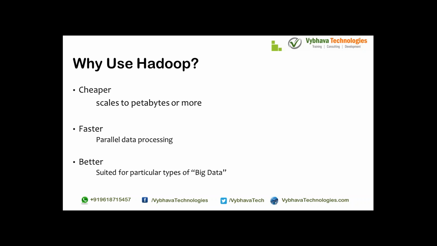Okay, and it is faster. Why? It is parallel data processing with the help of MapReduce. What MapReduce does is it splits a task into multiple chunks and runs the process on multiple nodes, and it will give the output. Okay, it is a small introduction. You cannot understand with my words. Once you start working with Hadoop, you will know everything. And it better suits particular big data solutions.